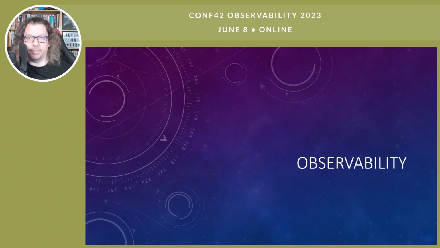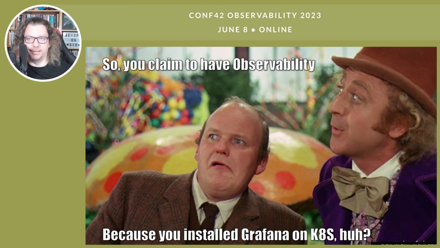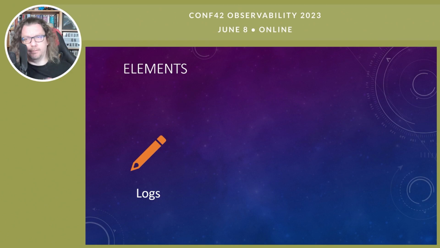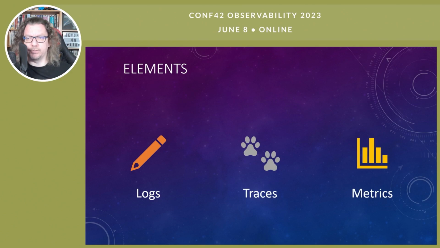But please remember one thing. Observability is not Grafana on Kubernetes. If you have Grafana on Kubernetes, you don't have observability, you have Grafana on Kubernetes, period. Yes, this is a very nice tool which we can use to complete the whole approach to observability, but it is only a tool, nothing more, okay? So what are the elements of observability? Three of them: logs, traces, and metrics.